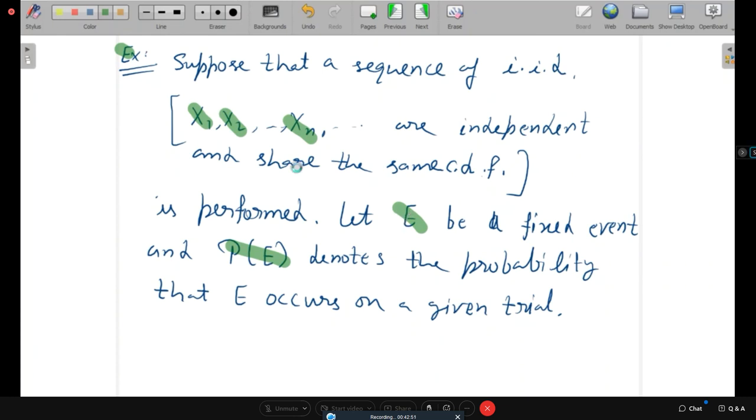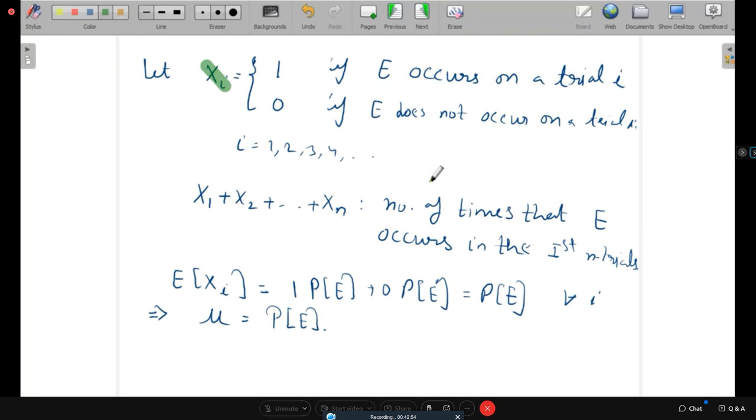So Xi denotes the indicator random variable, which assumes the value 1 if E occurs on trial i, or 0 if E does not occur on trial i. You can look at it like tossing a coin, whether you got a head or not. Now, what will this sum X1 plus X2 plus up to Xn denote? It will denote the number of times that event E occurs in the first n trials. I hope you get it.